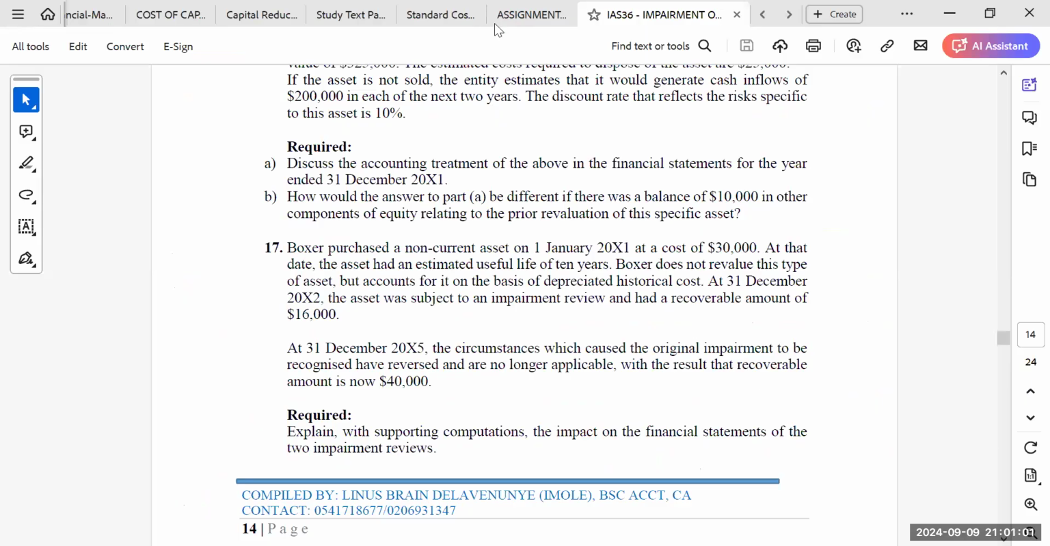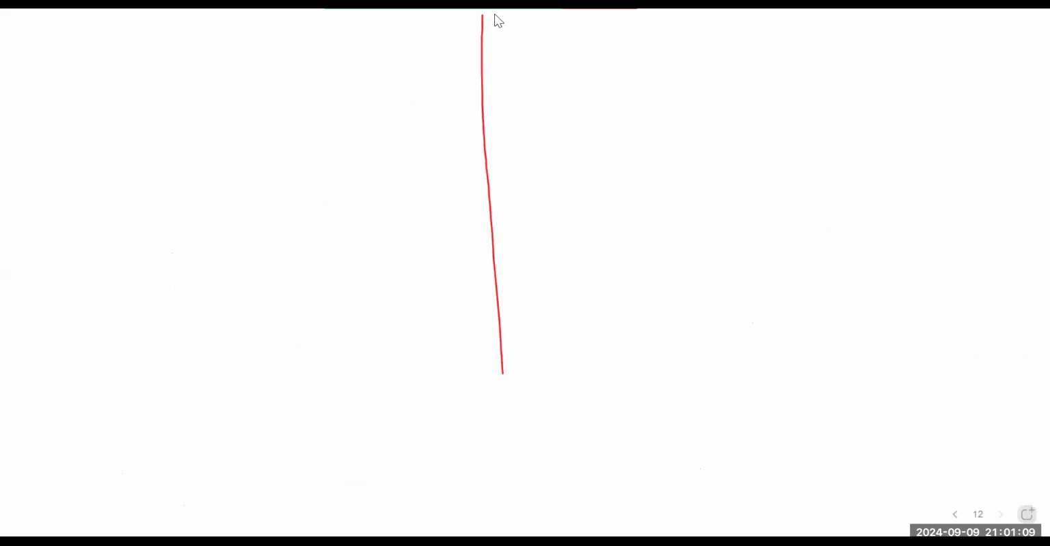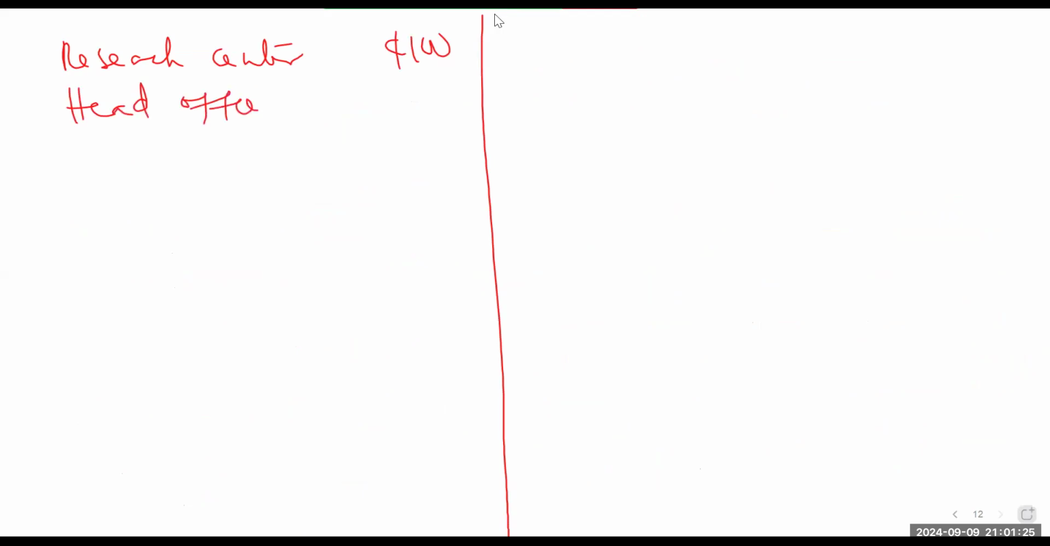Okay, let me also use another example because there can be two situations. Sometimes the question can give you two corporate assets. So they can give you research center, they can give you 100, and they can also give you, let's say, head office, to be 150. Then the question can say that the research center can be apportioned to the individual CGUs based on their carrying values.